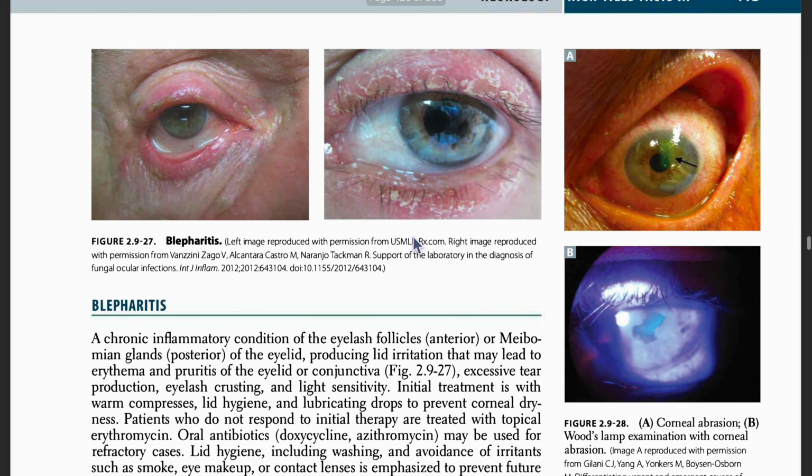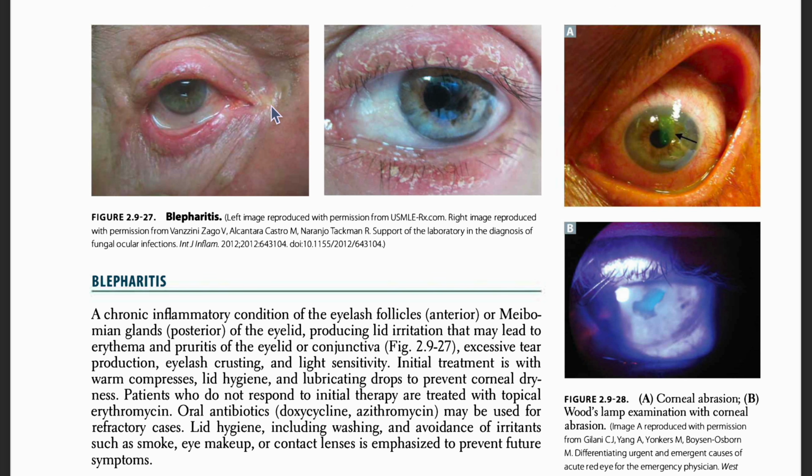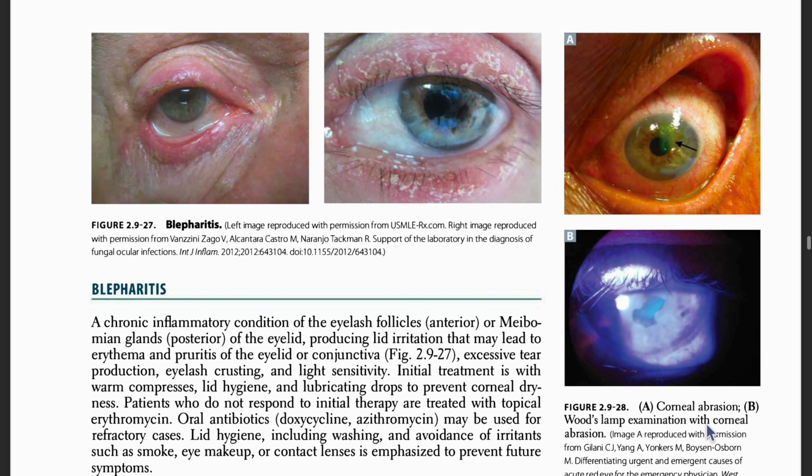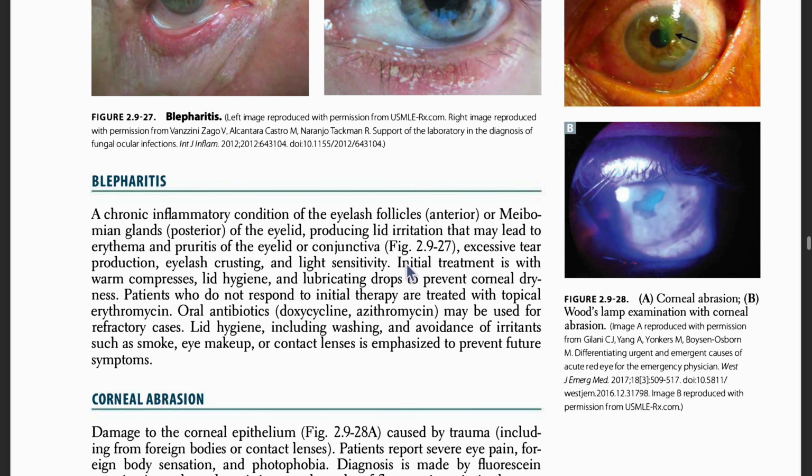Okay, not part of the ophthalmology stuff, but okay. So this is called blepharitis. Okay, blepharitis, and that's uveitis, I believe. If they, nope, that was corneal abrasion. Okay, and B, this is Wood's lamp examination with corneal abrasion. Do that for syphilis, I think.